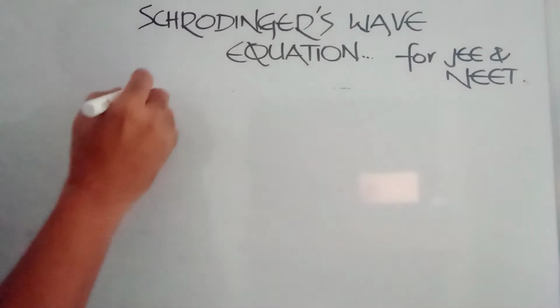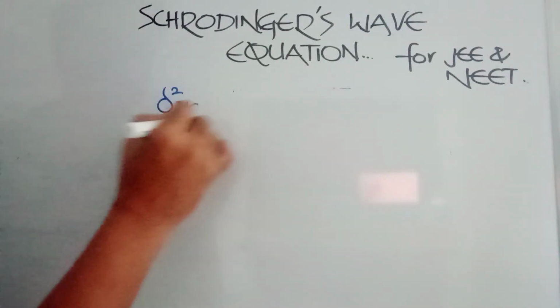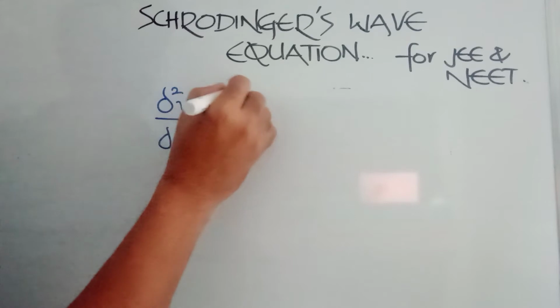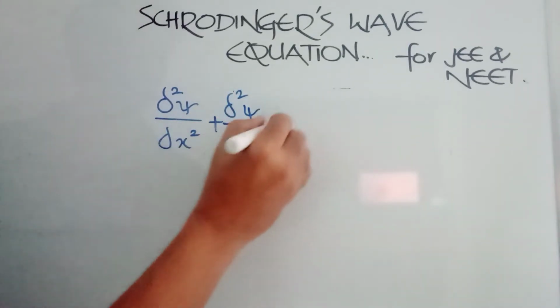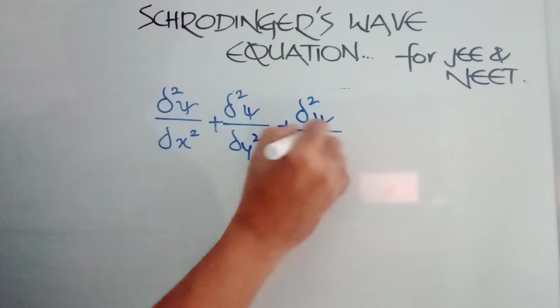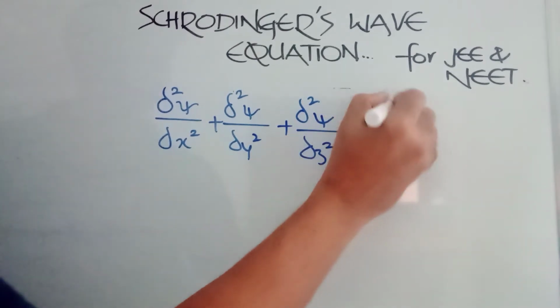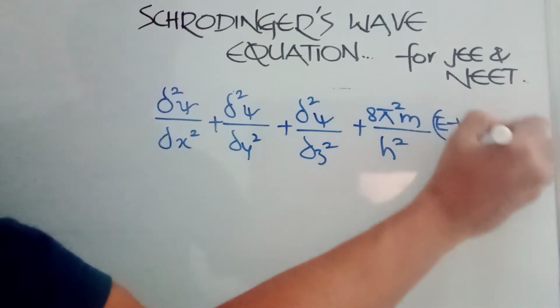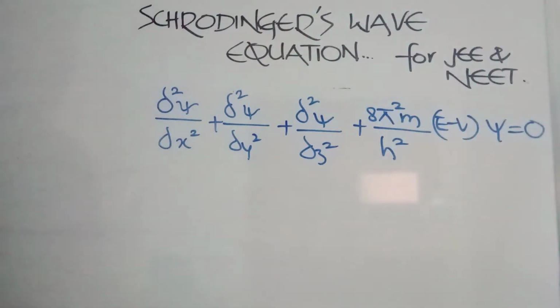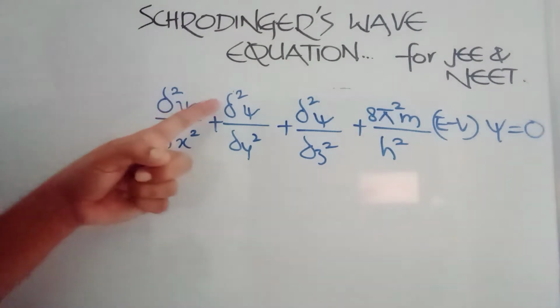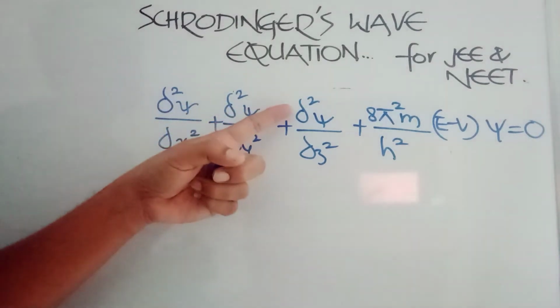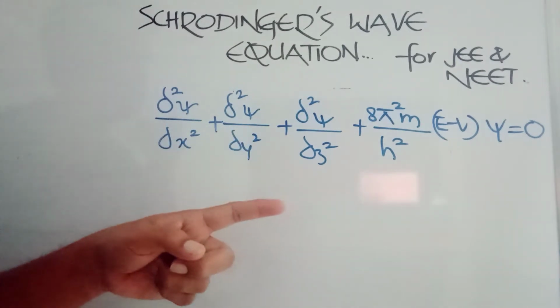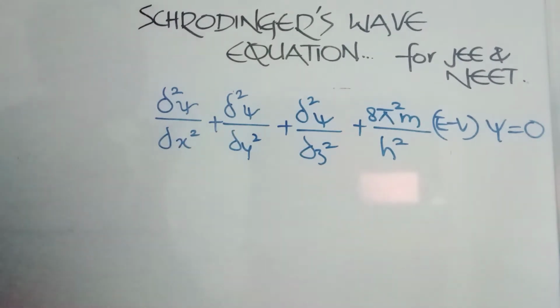Just remember these lines, and the equation is: ∂²ψ/∂x² + ∂²ψ/∂y² + ∂²ψ/∂z² + (8π²m/h²)(E − V)ψ = 0. Here ψ is the wave function.